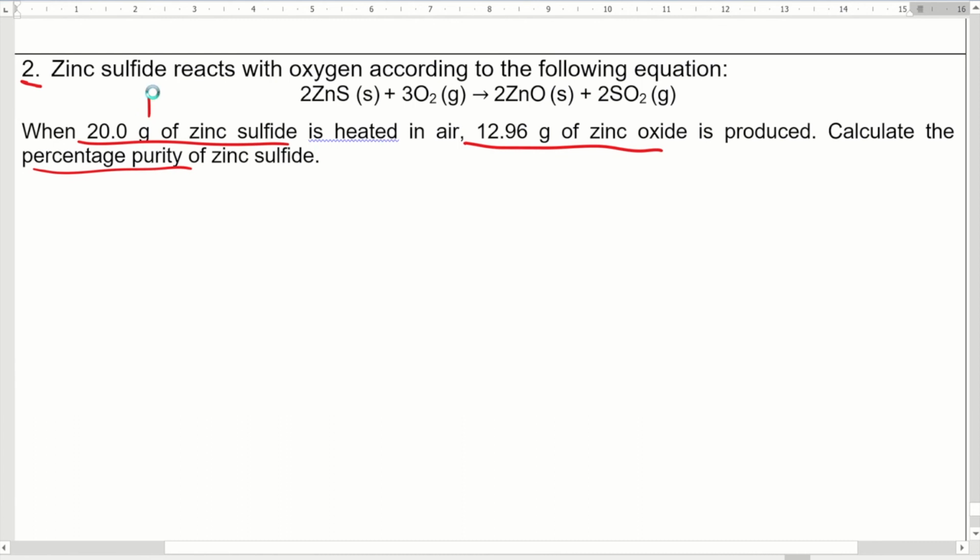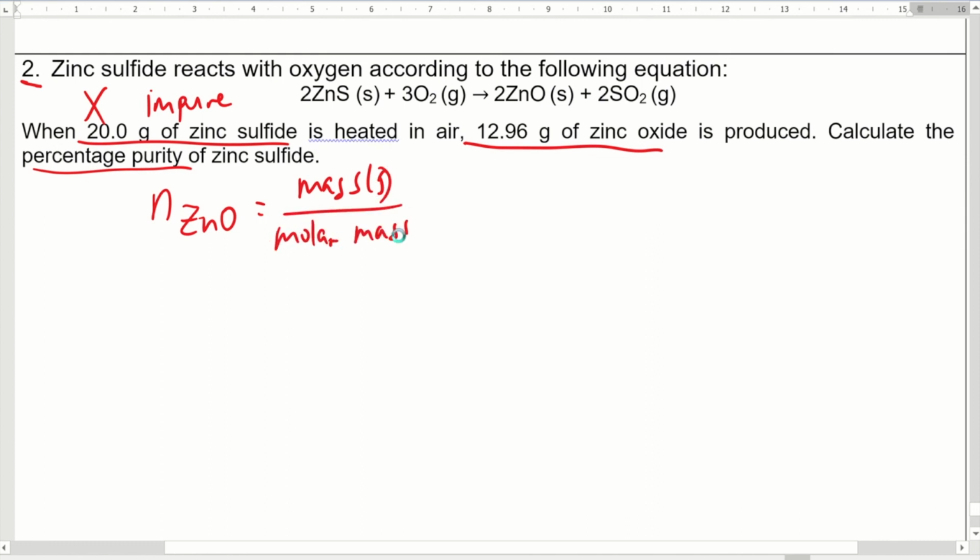Calculate percentage purity. So once you see this word, it means that my zinc sulfide is impure already, straight away. So first of all, I can't use this value anymore because it's impure, and I don't know what the percentage is because it's contaminated by something else. So I calculate from zinc oxide directly.